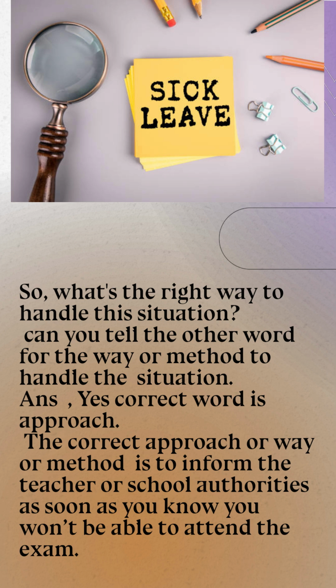So, what's the right way to handle this situation? Can you tell the other word for the way or method to handle the situation? Yes, the correct word is approach. The correct approach or way or method is to inform the teacher or school authorities as soon as you know you won't be able to attend the exam.